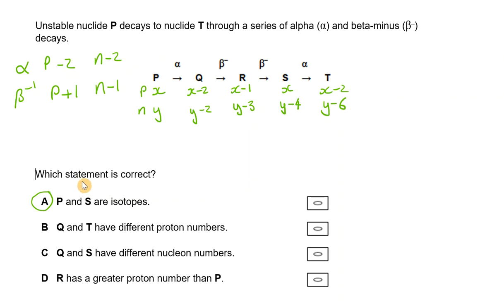So which statement is correct? P and S are isotopes. Well, isotopes have the same number of protons, and they're atoms of the same element, and it's the number of protons that defines what the element is. So P and S are isotopes. You can satisfy yourself that B, C and D are all incorrect.